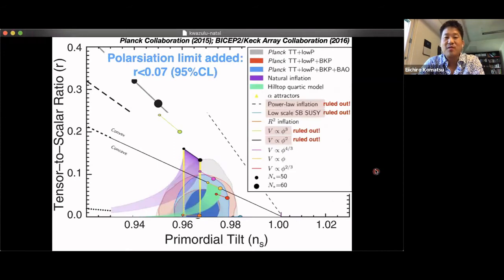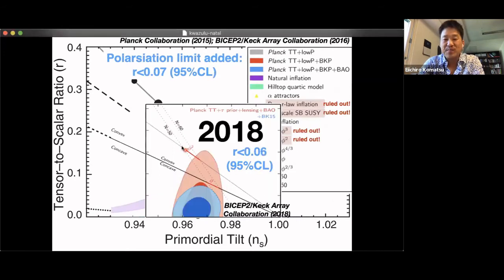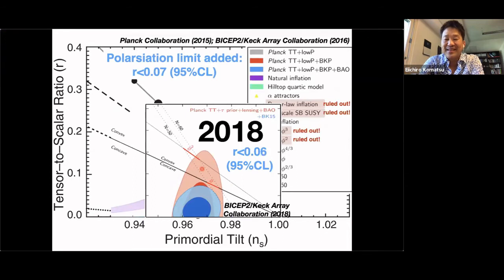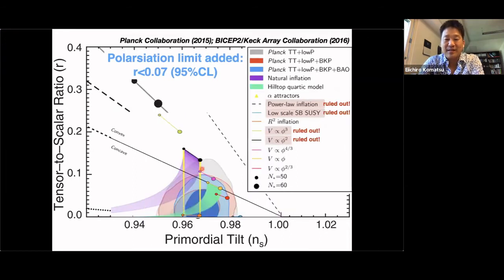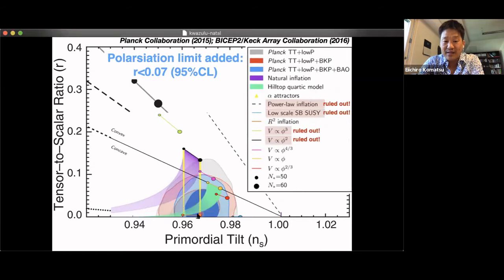Now, as time goes by, we exclude a bunch of models so that it seems like a difficult business now. But for example, Alexei Starobinsky's model, it's here, R-squared inflation, beautifully survives. So this now seems like a popular target for the next generation experiment.